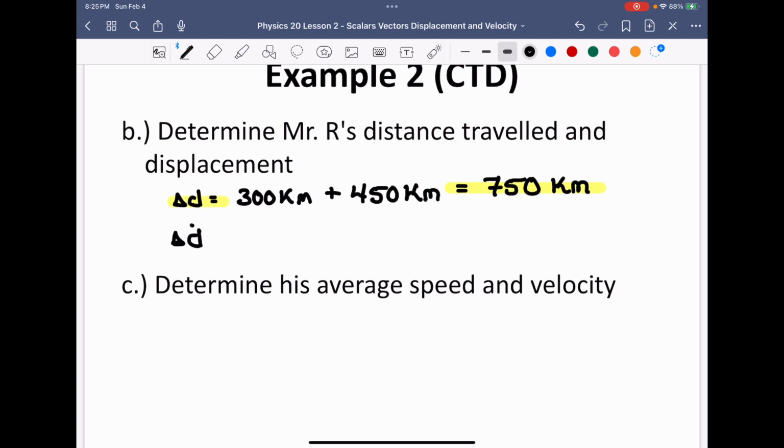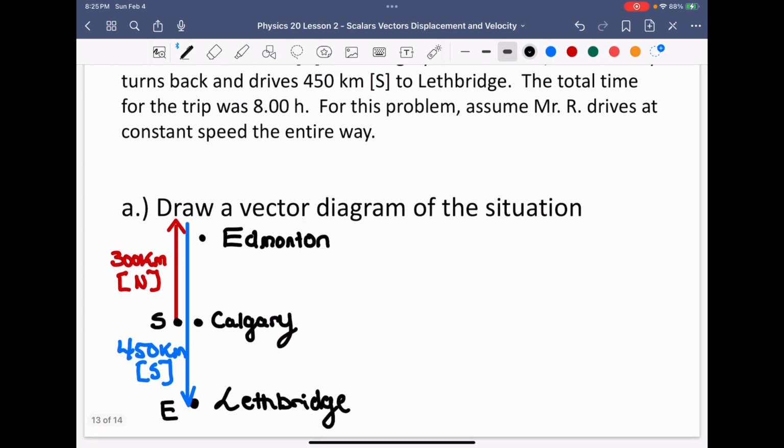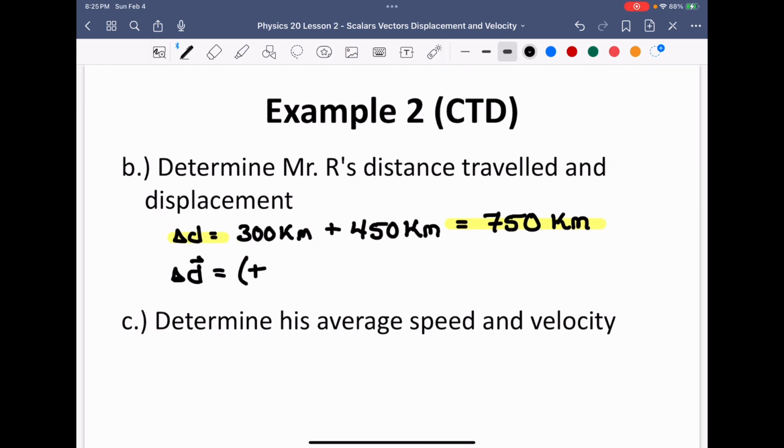Delta D with the vector symbol above is equal to, now we have to be really careful with signs here. In brackets, was the 300 kilometers positive or negative? Well, when we looked at it, the 300 kilometers was going in the north direction or the up direction. So we're going to consider that positive. Positive 300 kilometers. And just to be really specific with this one, I know we said it's a bit of a redundancy to put positive and north, but I want to be very clear with the problem. Plus, remember, this is just operational. It's not a directional sign.